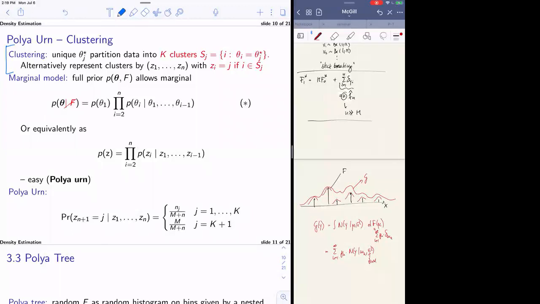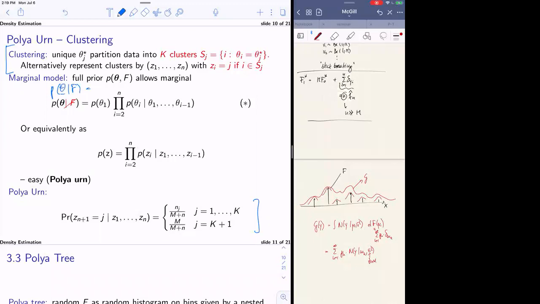The bottom line of the good luck, you see down here, is that these cluster membership indicators, their distribution is very easy to describe. But let's just slowly get there now. I should have introduced here, maybe before, an extra line: P of theta given F. P of theta given F is very simple.